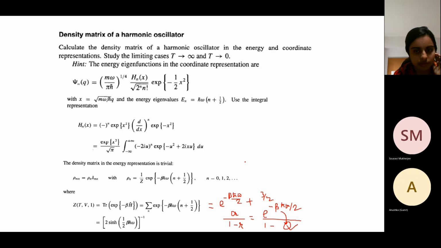Is this clear now? Yes, ma'am. Right, so that is your Z. That is the partition function when you are doing it in the energy representation.